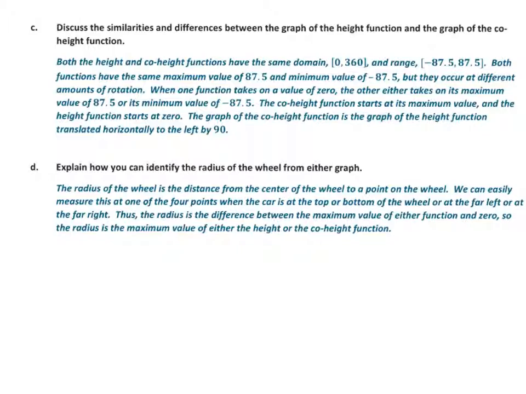And explain how you can identify the radius of the wheel from either graph. Well, the radius of the wheel is the distance from the center of the wheel to a point on the wheel, wherever that may be. So you can easily measure this at one of the 4 points when the car is at the top or the bottom of the wheel, or at the far left or at the far right.